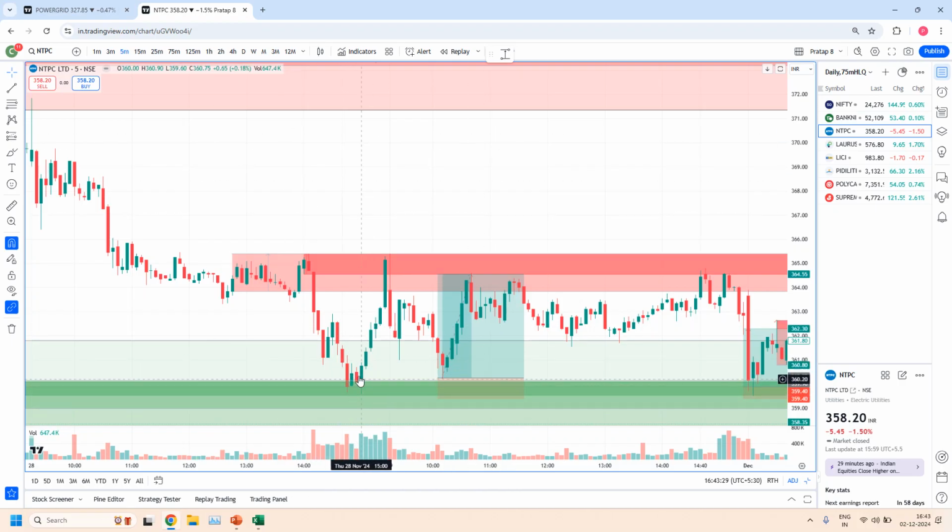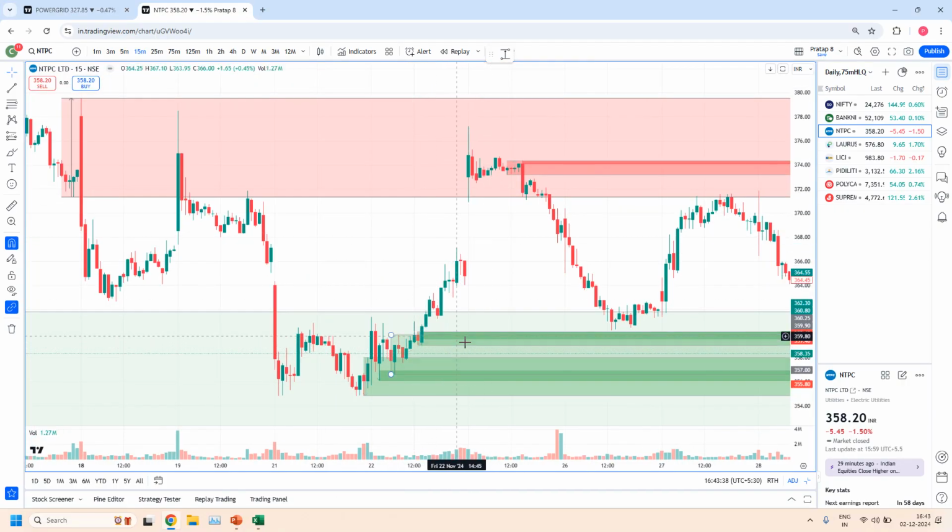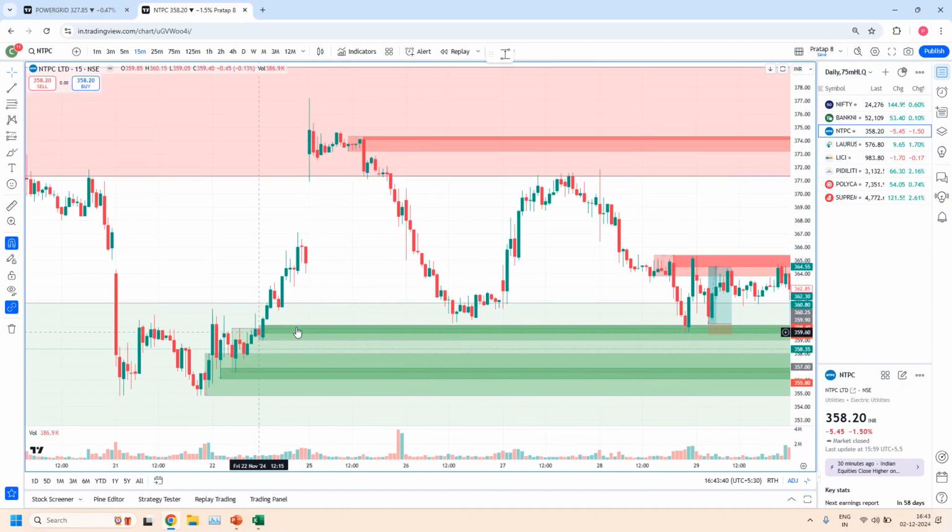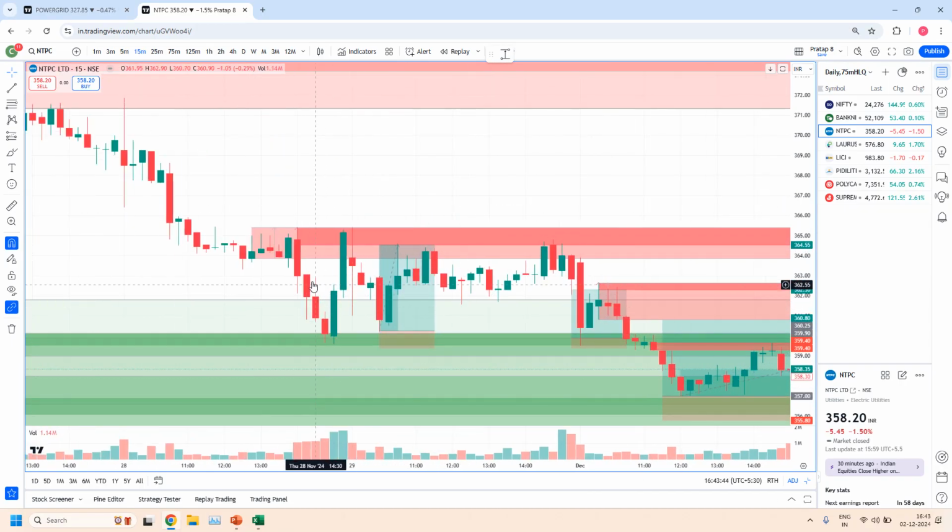Here it created a new order flow again. Rally, base, rally. You can also look into the 15-minute zone. This is already a 15-minute zone, and this fine-tuned 5-minute zone is acting as a high liquidity zone. See, in the 15-minute zone also, a drop, base, rally is created again.